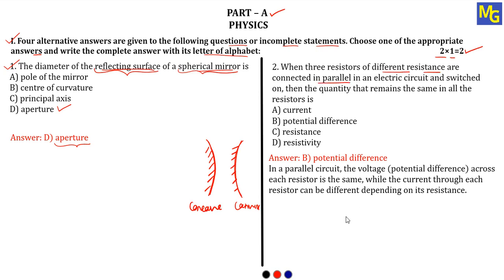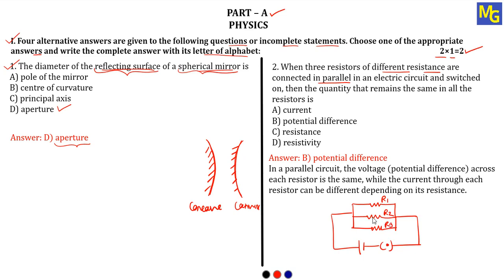Then the next question, number 2, is: when 3 resistors of different resistance are connected in parallel. So I am going to take 3 resistors. This is the first resistor, this is the second resistor, and this is the third one. All 3 are connected in parallel, and then you can connect it with the battery and the switch. Roughly I am going to draw the diagram of this. Now this is the diagram where 3 resistors of different resistance, they are saying. Imagine the resistance of this is R1, this is R2, and this is R3.